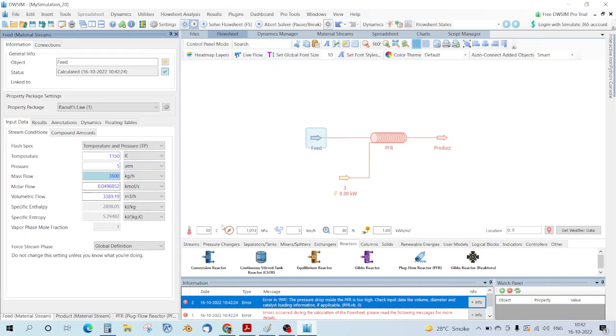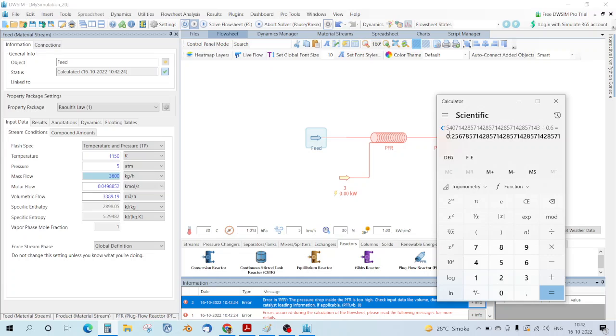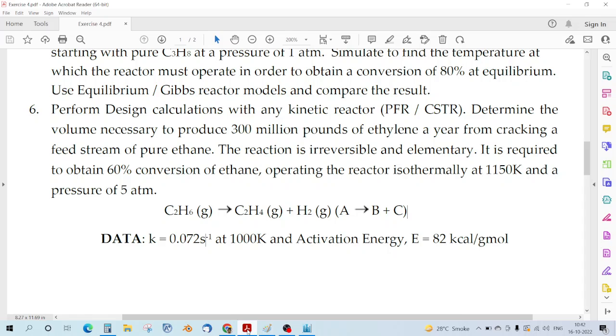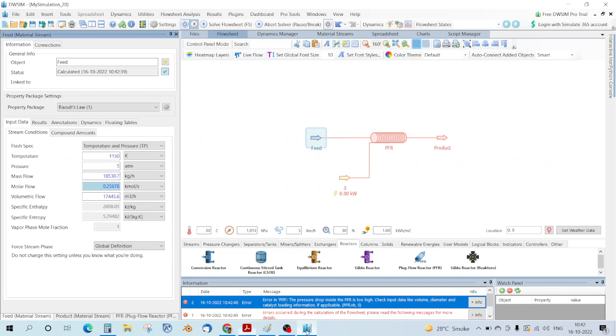Now the kilomole per second we calculated, just copy this part, it's 0.2568, and paste it. So this is my feed. It's simply defined as per the problem. Because it will be operating isothermally, my feed is at this pressure and temperature, and in the reactor it will stay as it is, it will just convert.